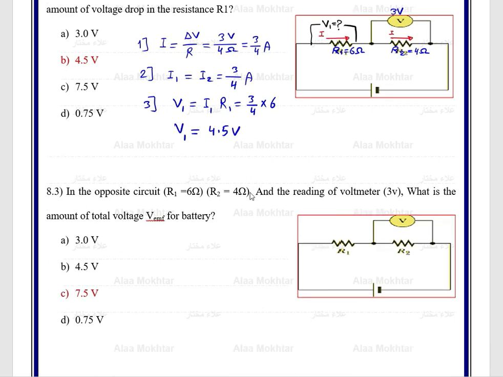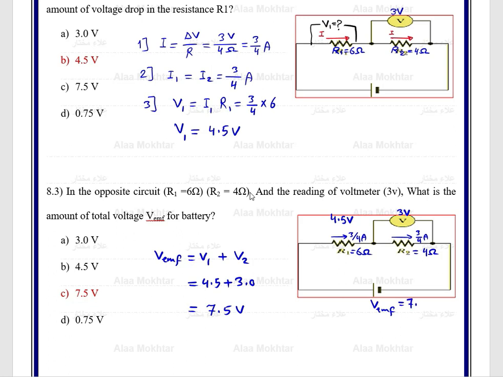Question number 3. In the same circuit, this is 6 ohm, this is also 4 ohm. We calculated the current passing through the circuit is 3 over 4 amp. And also we know that this voltage is 3 volts, and we calculated the other voltage as 4.5 volts. What is the amount of total voltage VEMF? This is a series connection, so VEMF equals V1 plus V2. V1 is 4.5 plus V2 is 3, so the answer will be 7.5 volts. The battery voltage VEMF equals 7.5. The potential drop across the first resistor is 4.5, across the second resistor 3, so 3 plus 4.5 equals 7.5 volts.